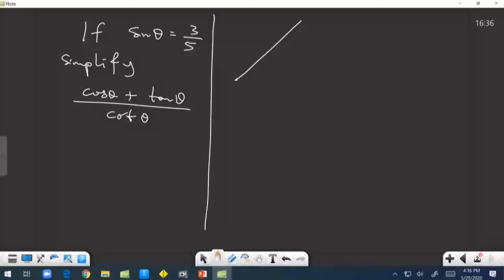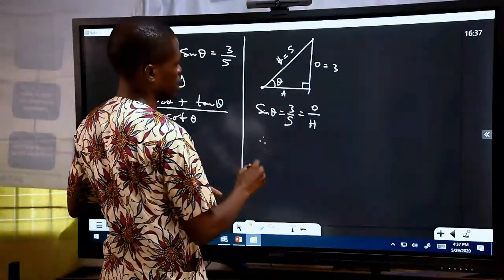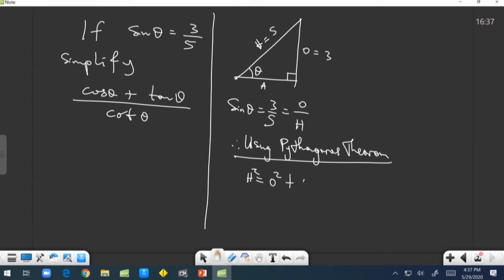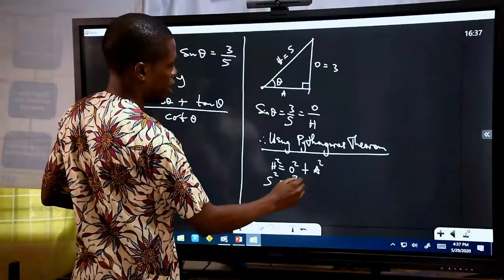What you do is sketch a right angle triangle to make it easy, with the hypotenuse, the opposite, and the adjacent. Remember your angle, theta. What is given is that sine theta is 3 over 5, and 3 over 5 is the same as opposite over hypotenuse. The opposite here is 3, and the hypotenuse is 5. Using Pythagoras theorem, the hypotenuse squared equals the opposite squared plus adjacent squared. So hypotenuse squared, that is 5 squared, equals opposite 3 squared, plus adjacent squared.